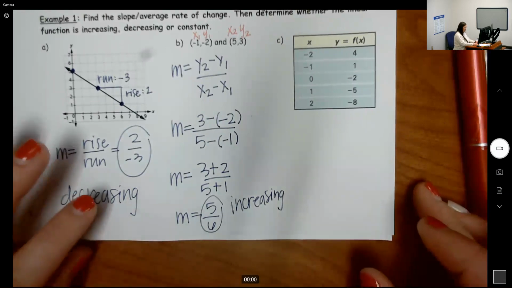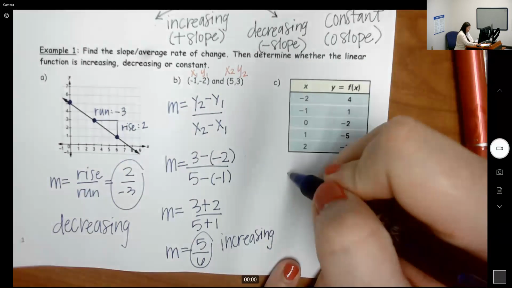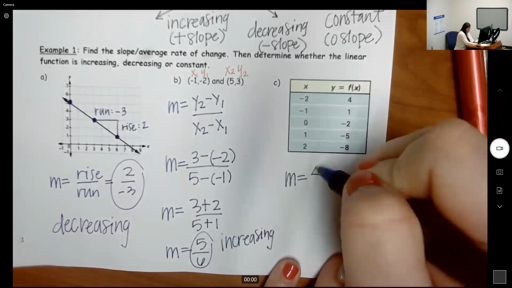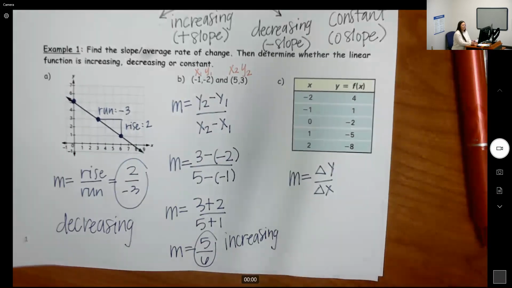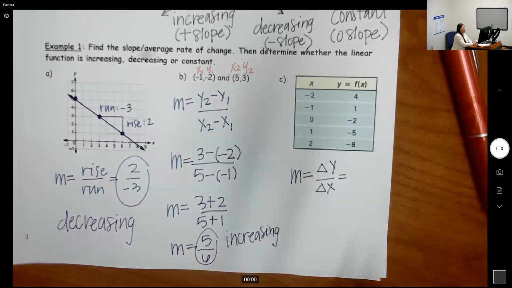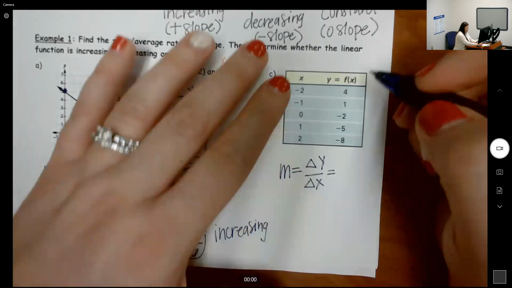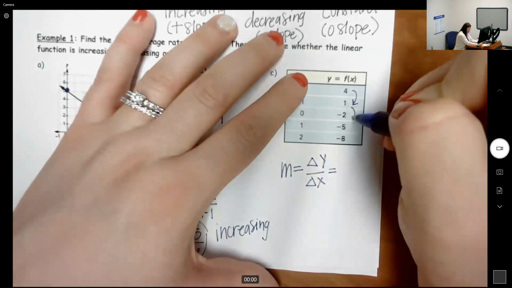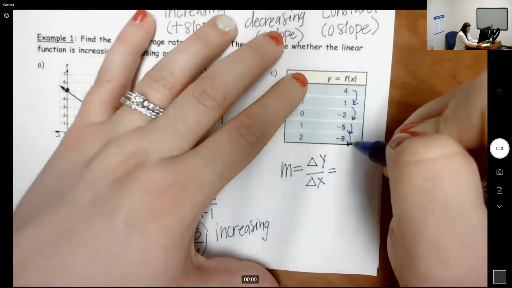And then lastly on C, I'm actually going to use my third formula of delta y over delta x. Because I'm given a table, I can determine what my change in y is and what my change in x is. When I look at my y's, how am I going from one point to the next?